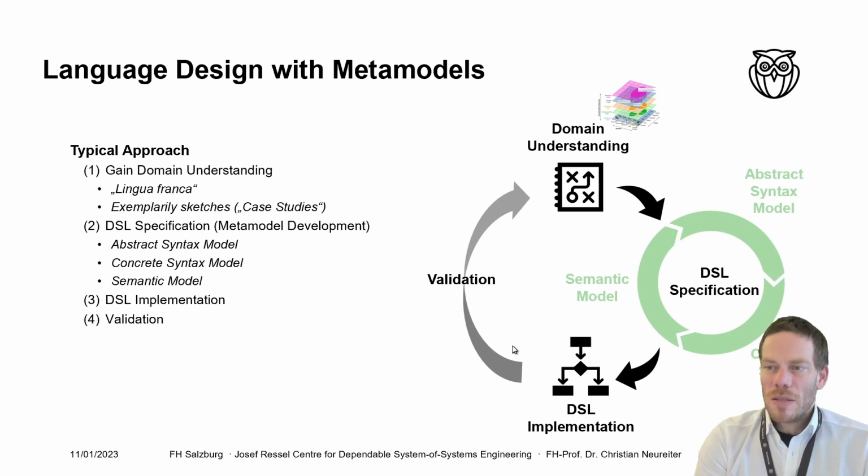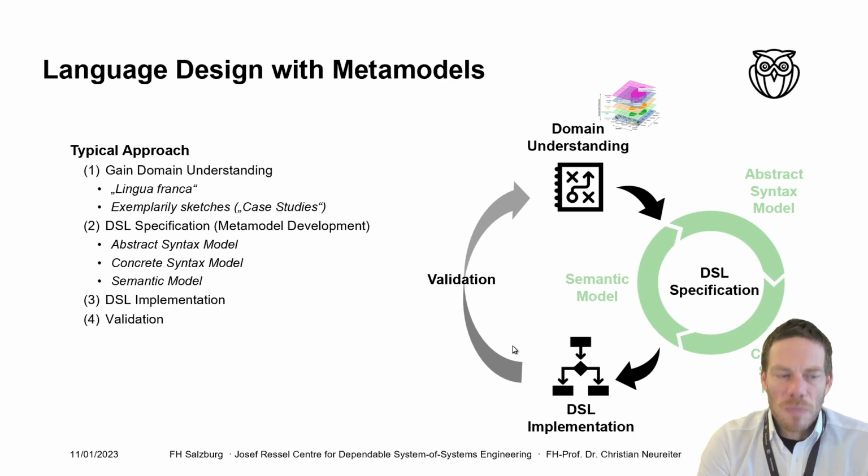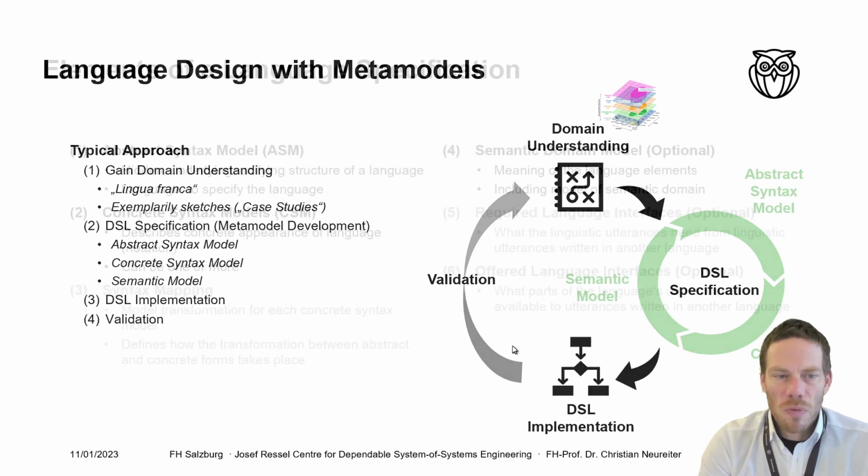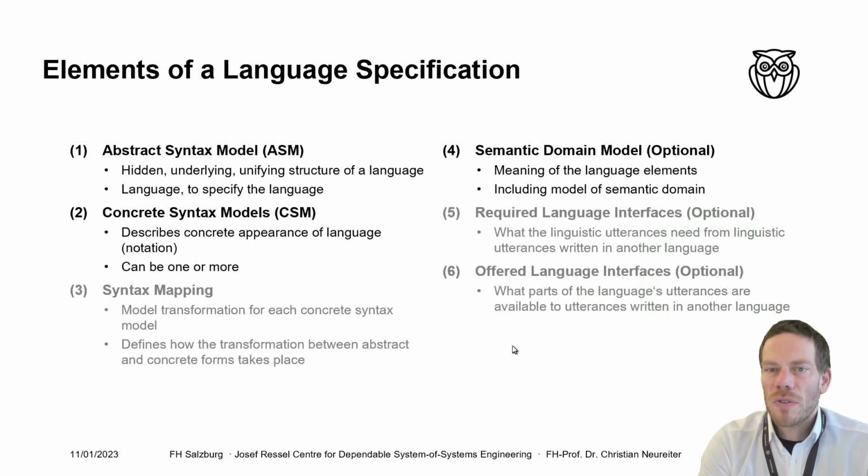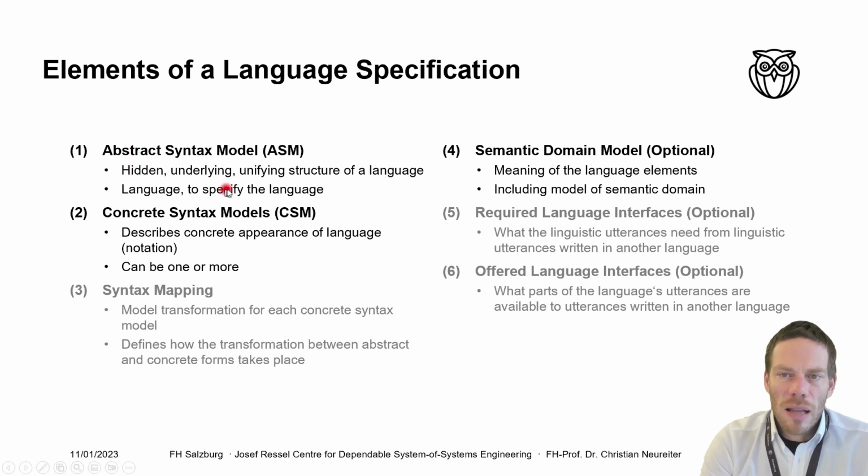Okay, but now let's jump into it and let's think about the DSL specification. Well, the specification of a domain-specific language typically consists of several elements. So the three most important things, as mentioned before, are the abstract syntax model, which we call here the hidden underlying unifying structure of a language.